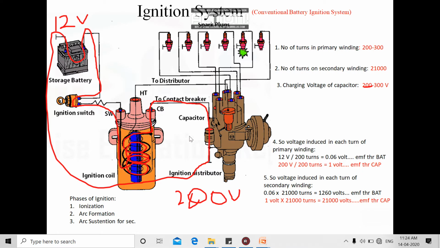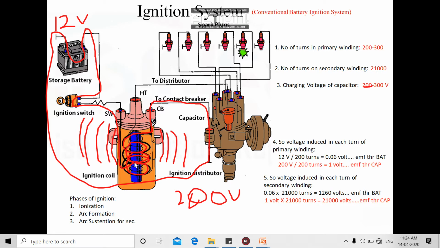Whenever 200 volts is applied across the ignition primary winding, again EMF is developed and a magnetic field is developed. That magnetic field is much stronger than the magnetic field developed previously due to the 12 volt battery supply. Now the magnetic field is developed due to a 200 volt supply, so it is much stronger. This much stronger magnetic field is supposed to cut our conductor, that is, the secondary winding.